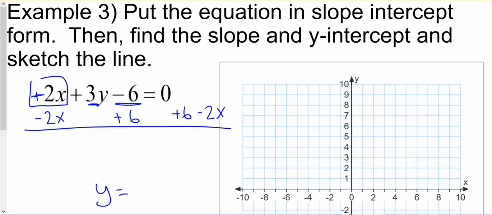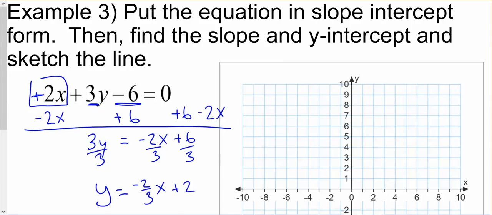Now when I write this, I always write my x terms in front. So I'm left with 3y equals negative 2x plus 6. Now 3 is being multiplied by y, so I divide by 3 on every term. This makes negative 2 thirds, don't worry that there's a fraction, times x, and 6 divided by 3 is 2. So what's our y-intercept? We'll do that first. Our y-intercept is 2. And our slope is negative 2 thirds.